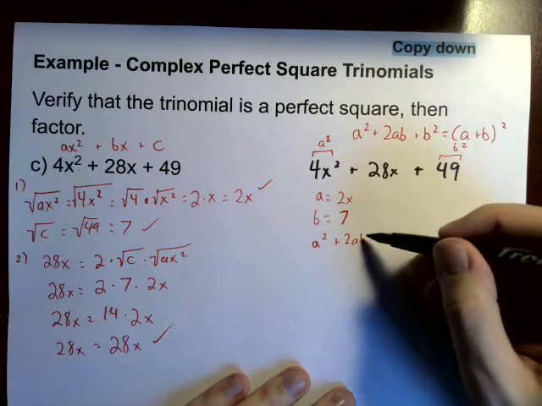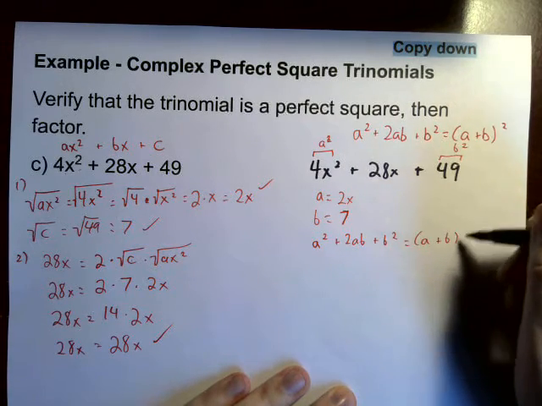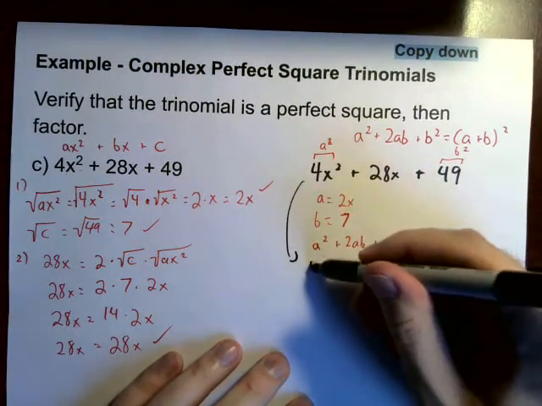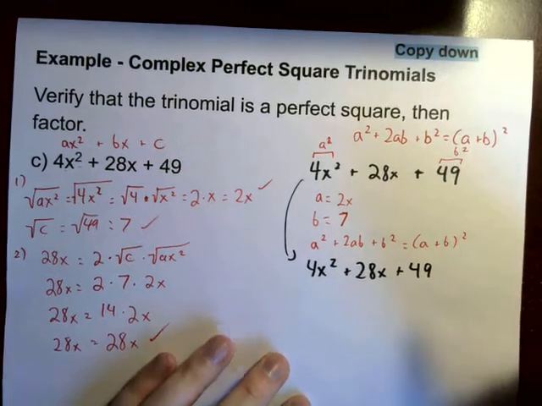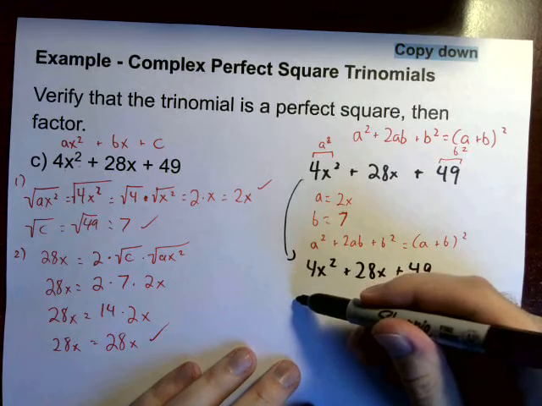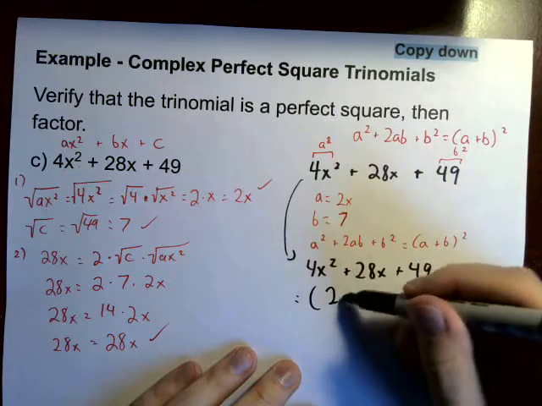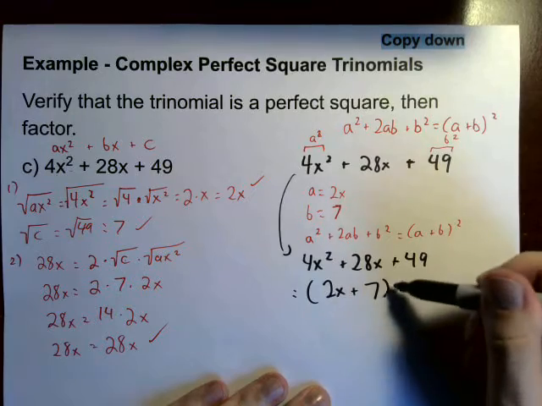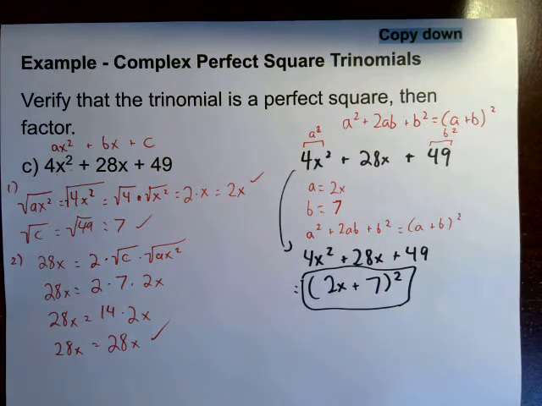So we've proven here that a squared plus 2ab plus b squared equals (a plus b) squared. So that means for this expression, 4x squared plus 28x plus 49, it's going to be equal to 2x, because that was our a term, so (2x plus 7) squared. And that would be the final answer for the factored form of that trinomial.